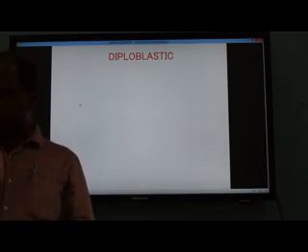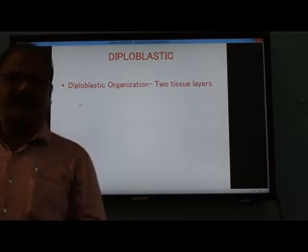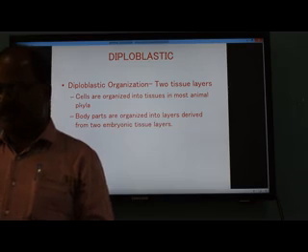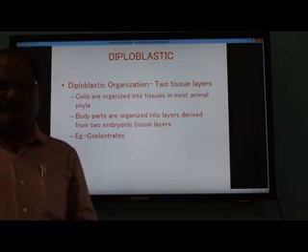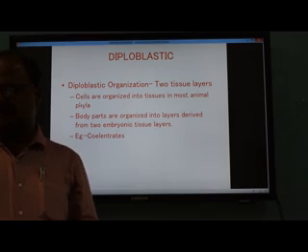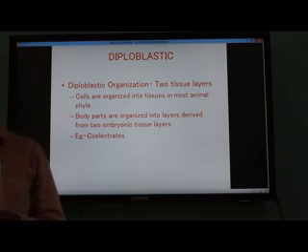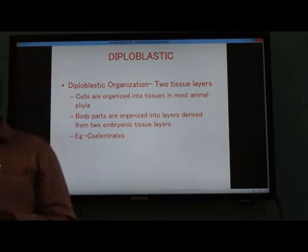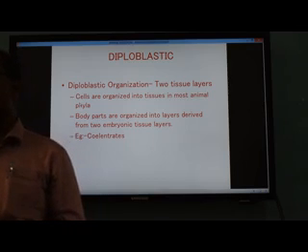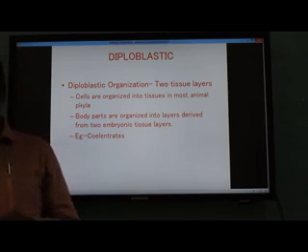Okay. The next basis of classification is the embryonic layers formed in the organism's body. Number one, diploblastic organisms. The organism's body or internal organ structure is made up of 2 tissue layers. The cells are organized into tissues in most animal phyla. Clear?